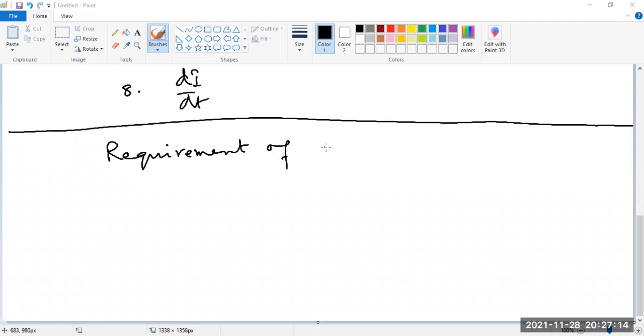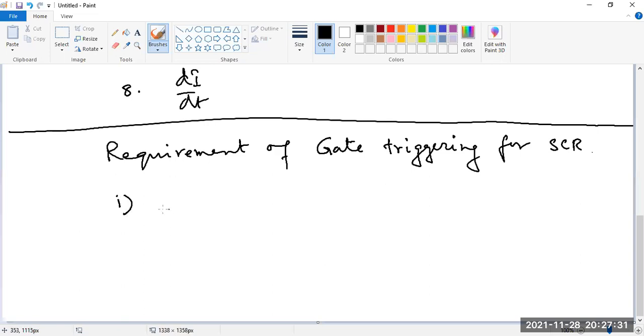Okay, so requirement of gate triggering for SCR. One thing I have already mentioned, what is that? Sir, gate should not be a mere impulse, or it should have a finite width.